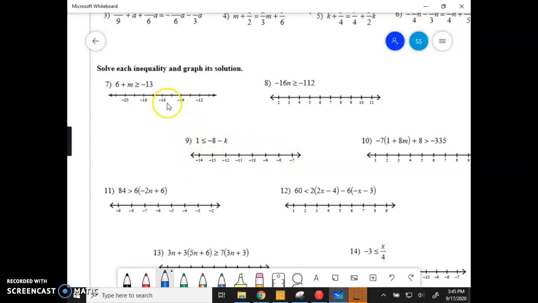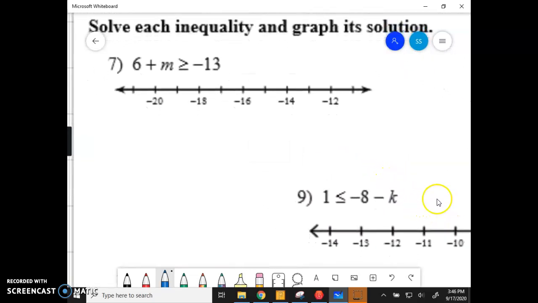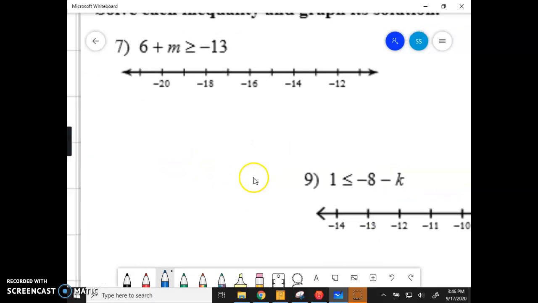All right, so we need to solve the inequality and then graph it. So I'm going to zoom way in here. All right, I'm going to rewrite the 6 plus m is greater than or equal to negative 13. Like I said in the instructional video before, we just solve these like a normal equation. If I want to get rid of this positive 6, I need to just subtract 6. I do it to one side, I got to do it to the other side. So I'm left with m is greater than or equal to negative 19.